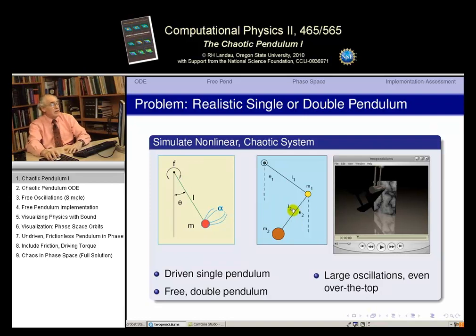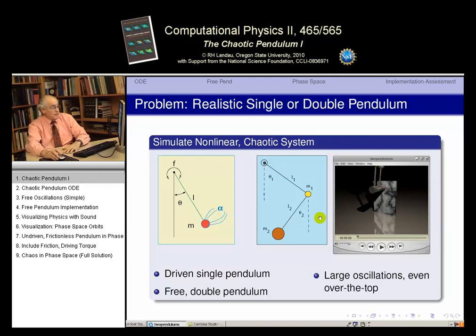Plus it's also a nonlinear system. So theta 1 and theta 2 can also go over the top, no restriction as to small angles. So if you've studied the single pendulum, study the double pendulum. You don't have to put in friction, you don't have to put in a driving force, but it's a very interesting system. And we'll tell you how to do that. We'll even give you the equations. Fine.